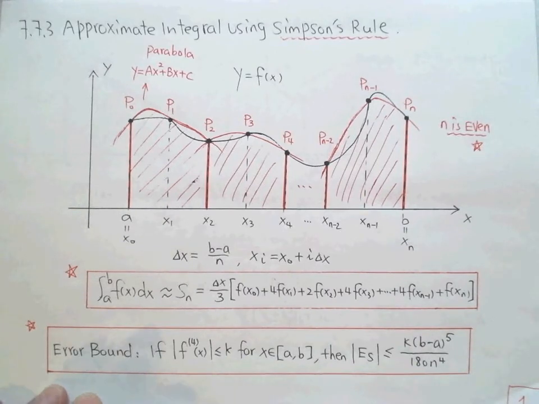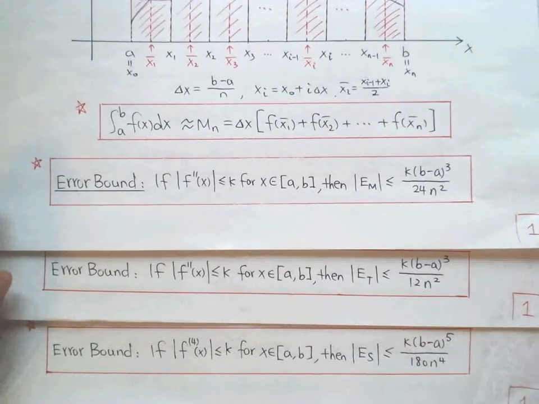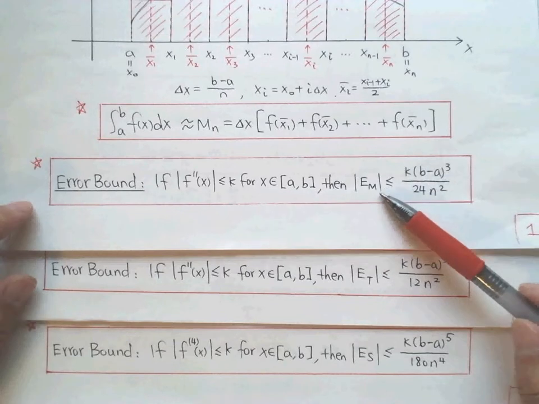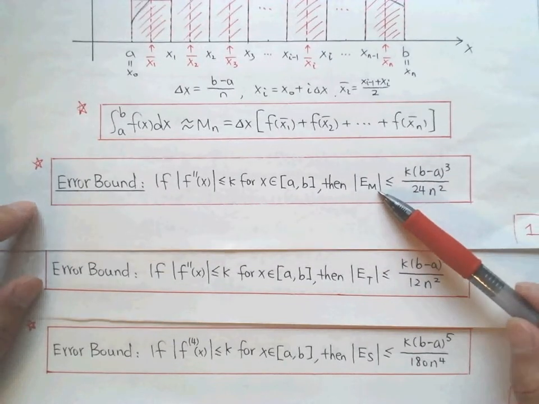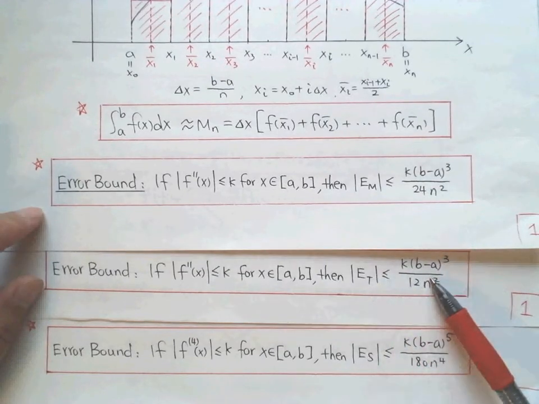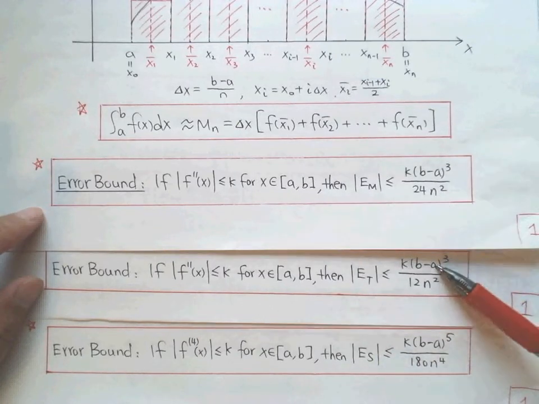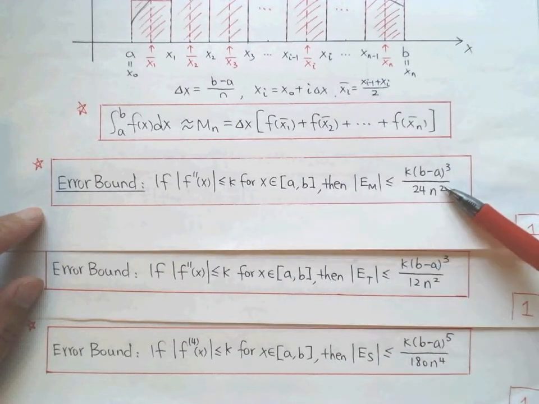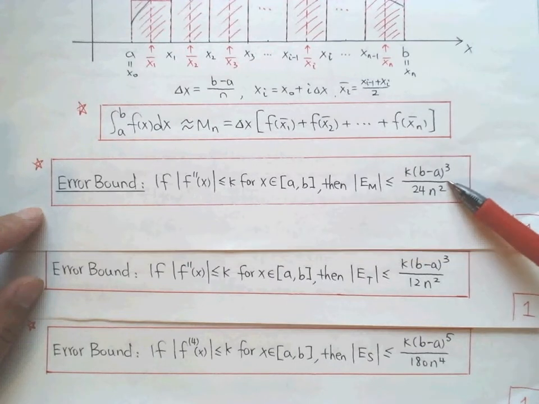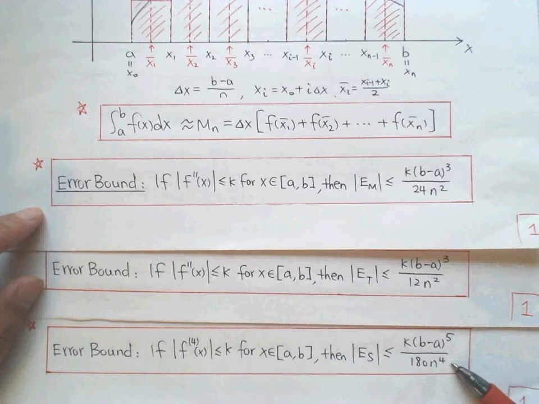Now, let's compare the three approximations we learned. So you can see, okay. So this is the midpoint, the error bound for the midpoint. This is the error bound for the midpoint. This is the error bound for the trapezoid. This is the error bound for Simpson. The first, we already compared these two, right? And the midpoint is better than trapezoid, right?